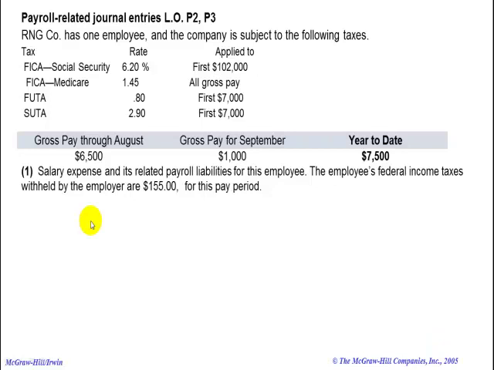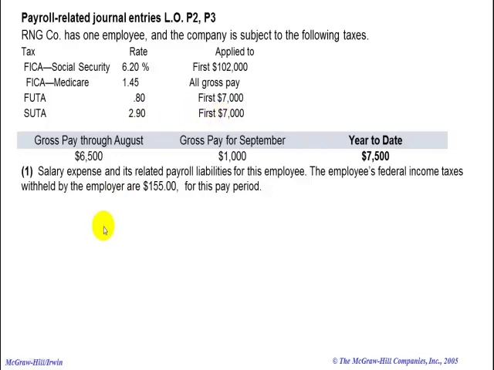Payroll related journal entries. RNG Company has one employee, and the company is subject to the following taxes. They tell you that we've got FICA at 6.2% on the first $102,000, Medicare 1.45% on all gross pay, with no limit there, FUTA 0.8% on the first $7,000, and SUTA 2.9% on the first $7,000.